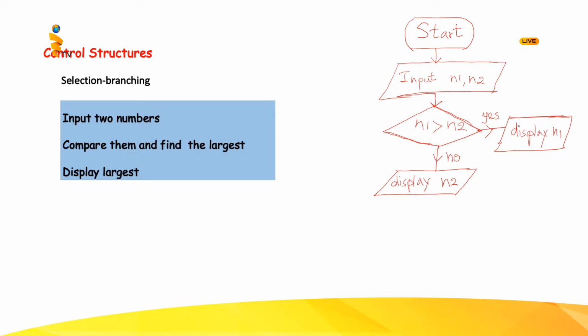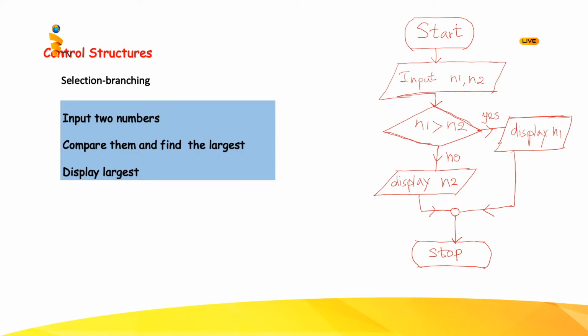Now we have display n1 and display n2. Now we have to terminate or finish the flow chart. Now I am drawing the stop symbol. Now we have to connect these two symbols with a connector. Can you remember the symbol we used? A connector. So I will use a connector and use this. Don't forget to draw the arrows.